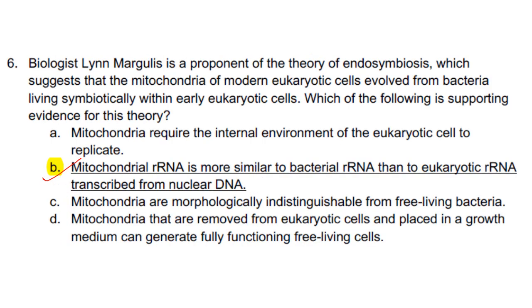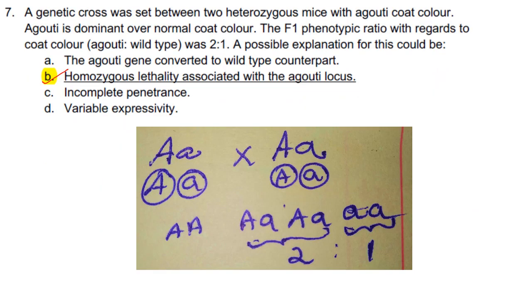Then next one. Biologist Lynn Margulis is a proponent of the theory of endosymbiosis, which suggests that mitochondria of modern eukaryotic cells evolved from bacteria living symbiotically within early eukaryotic cells. Which of the following is supporting evidence for this theory? Mitochondrial rRNA is more similar to bacterial rRNA than to eukaryotic rRNA transcribed from nuclear DNA. That is the supporting evidence for this theory. Answer is option B.